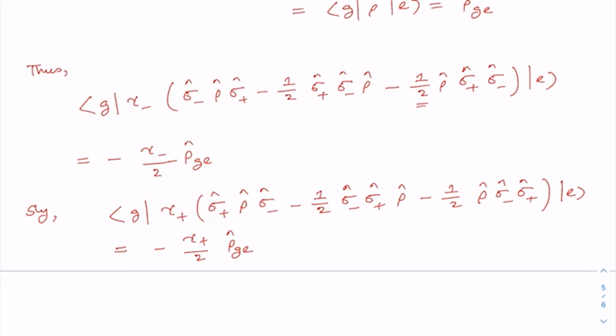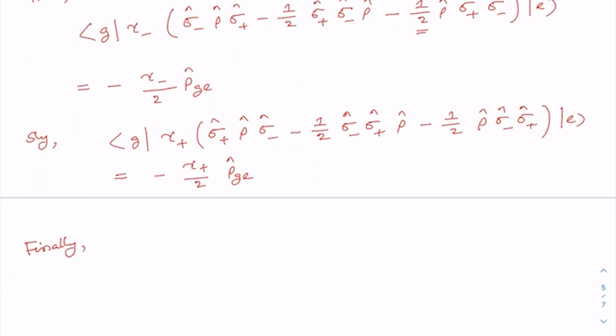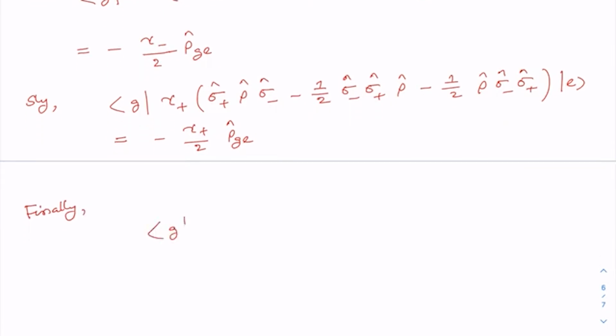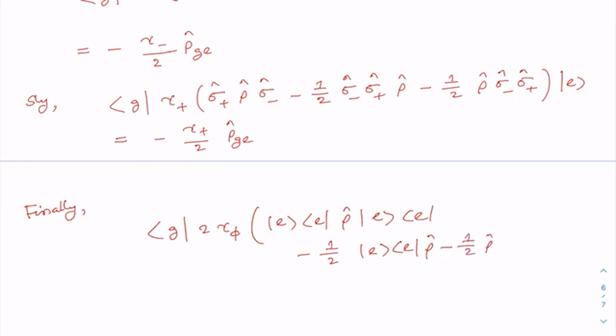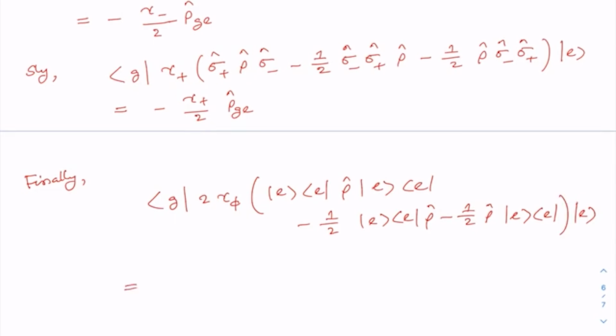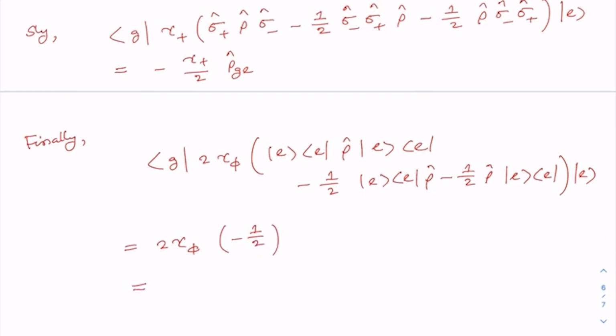ρ_ge. All right, then finally we are left with this pure dephasing term, that would be, let us work it out, that would be ⟨g| 2γφ |e⟩⟨e|ρ|e⟩⟨e|, then I have minus half σz²ρ minus half ρσz² |e⟩. So this is very simple. As you can see, you will have 2γφ, and the rest of the terms from there you will get simply minus half. So you will have ρ_ge. So you have −γφ ρ_ge.